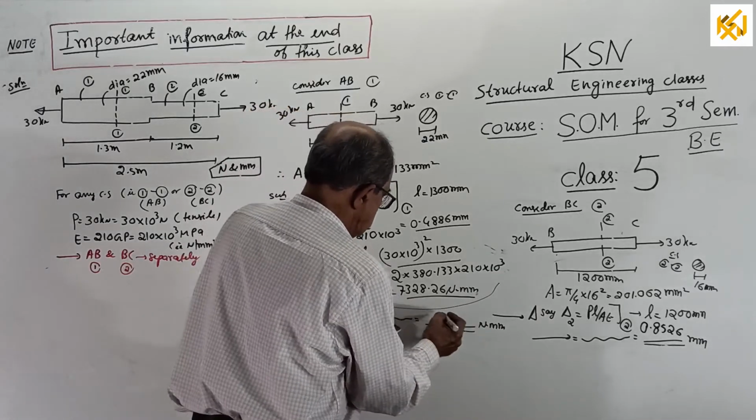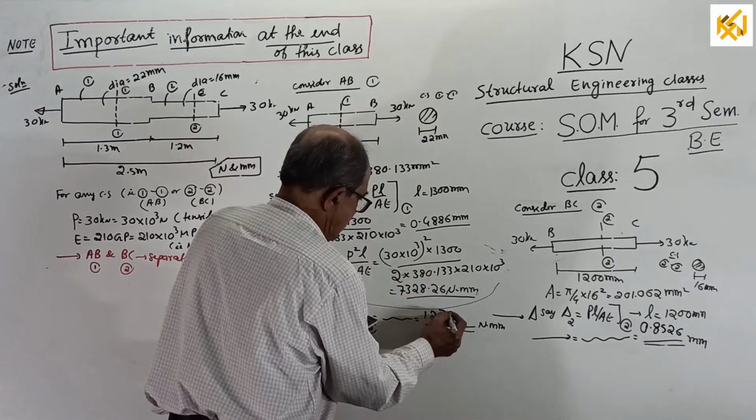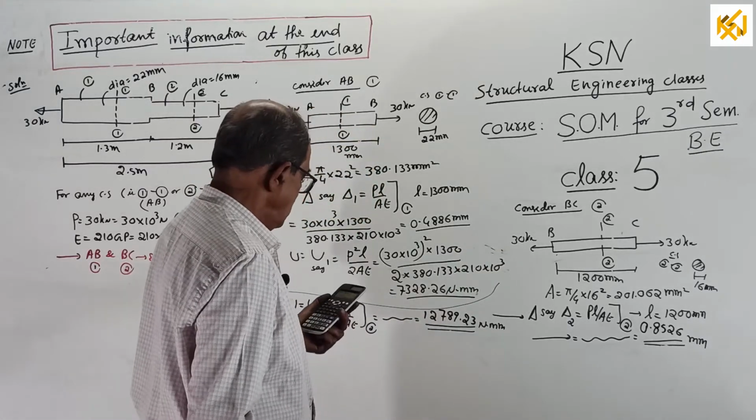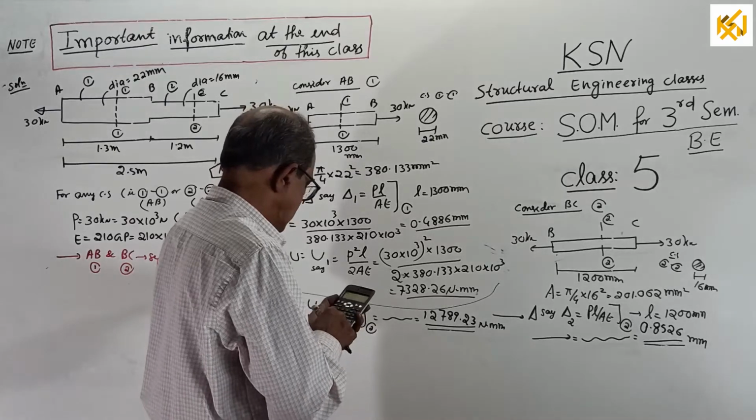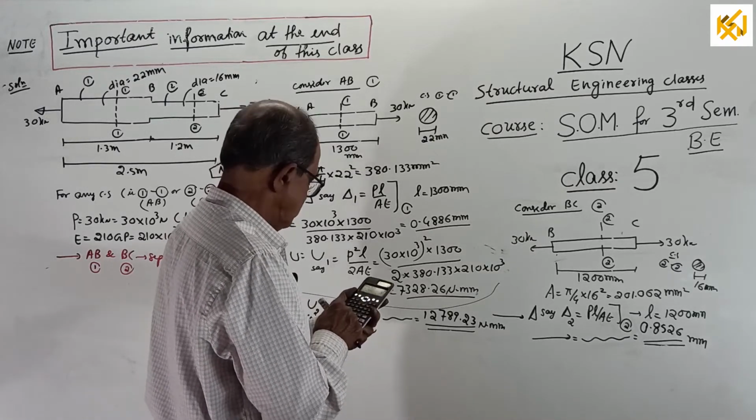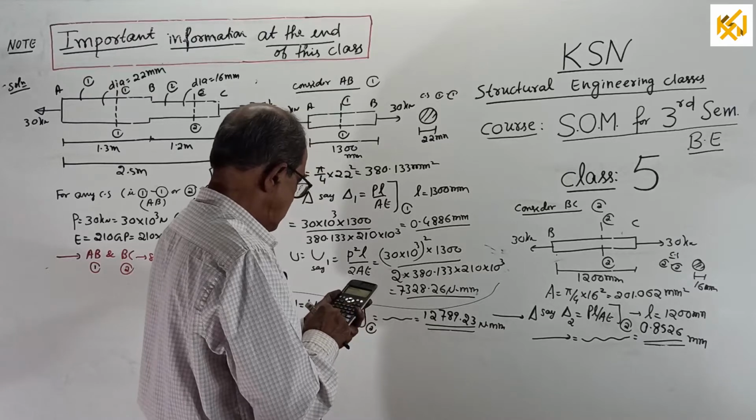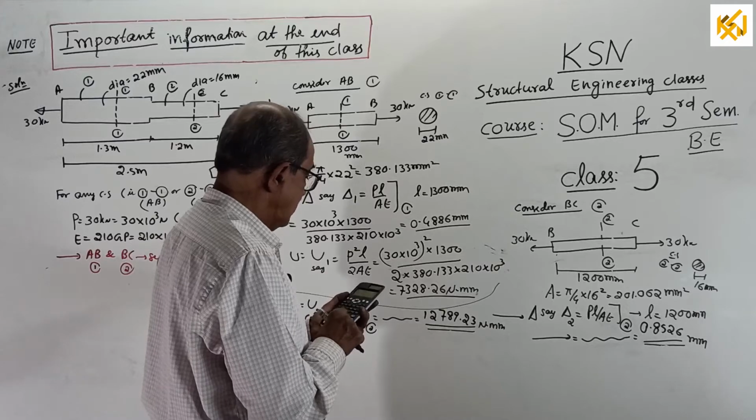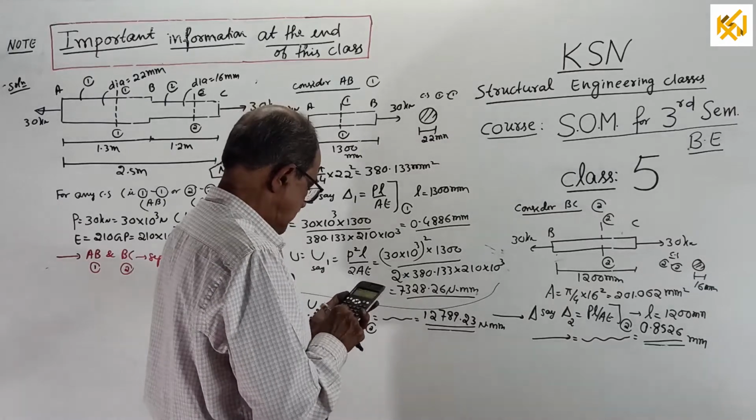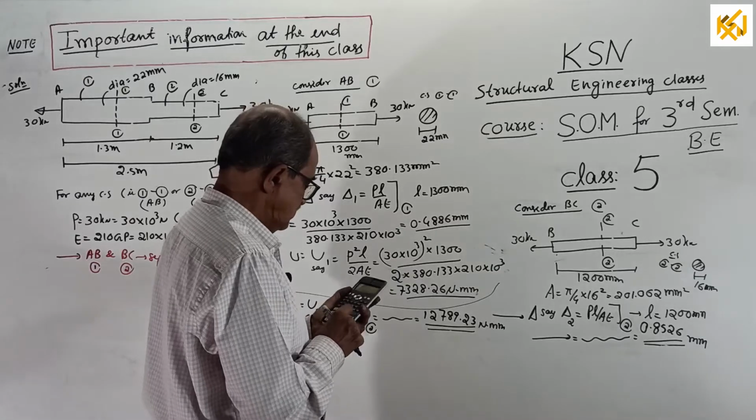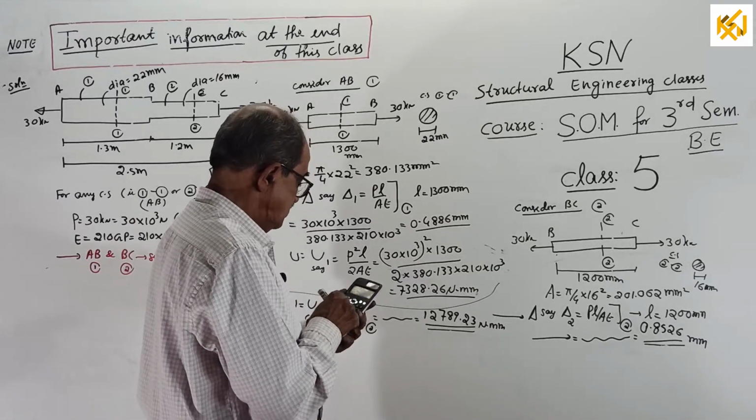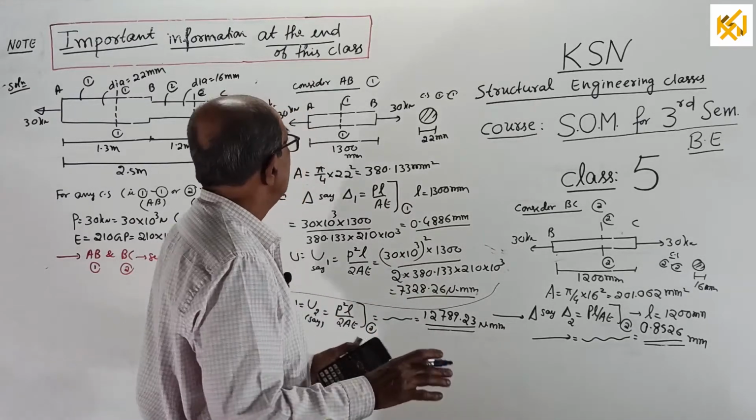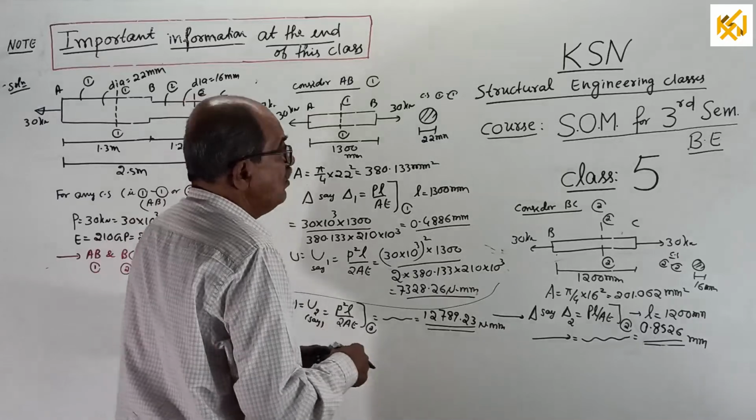And U equals, substitute, P square, 30 into 10 to the power 3 square into length 1200 divided by area 201.062 divided by 210 into 10 to the power 3, divided by 2, is 12789.23 Newton millimeter. Area is pi by 4 of 16 square. Yes, it is correct. Okay, if there is a little mistake, don't worry. Now everything is over. Now come to the conclusion part.